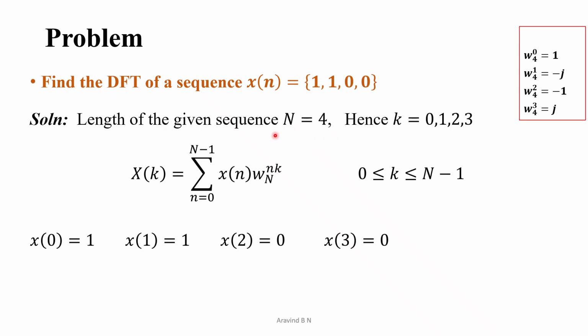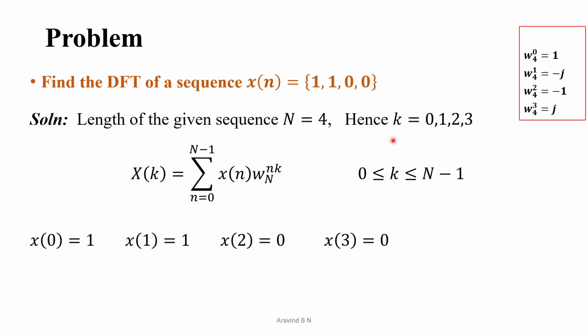So how to identify this length of the sequence? Just count the values. In total there are 4 values given. Therefore the sequence length is equal to 4. So that means capital N will be equal to 4. Then, equal to the number of time domain values, we are going to get the same number of frequency domain values.